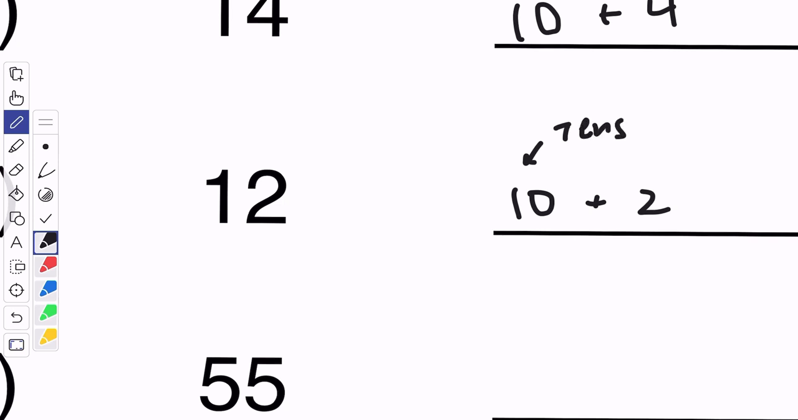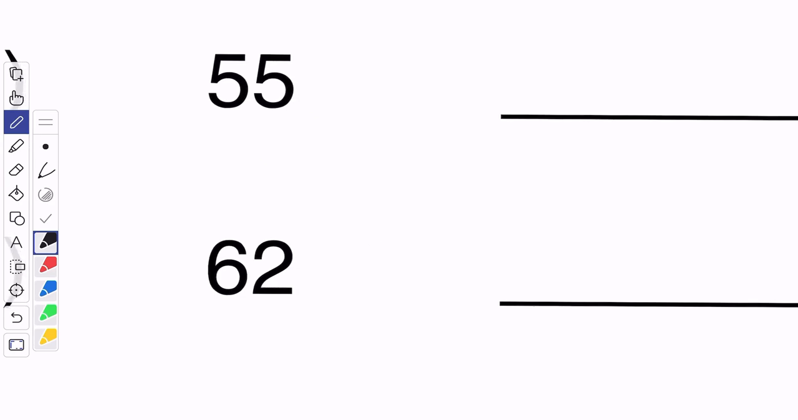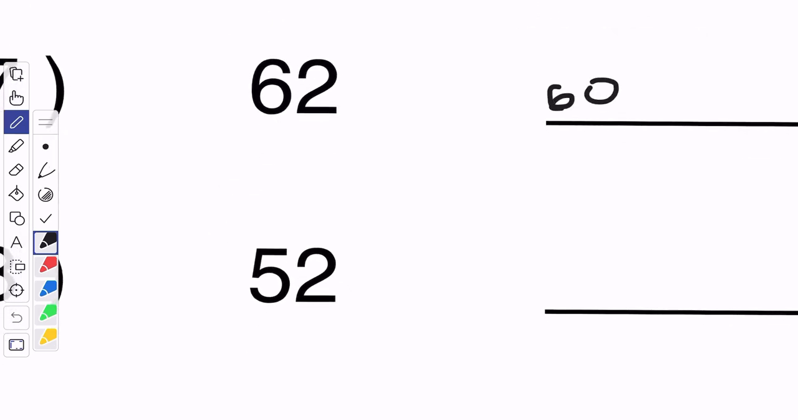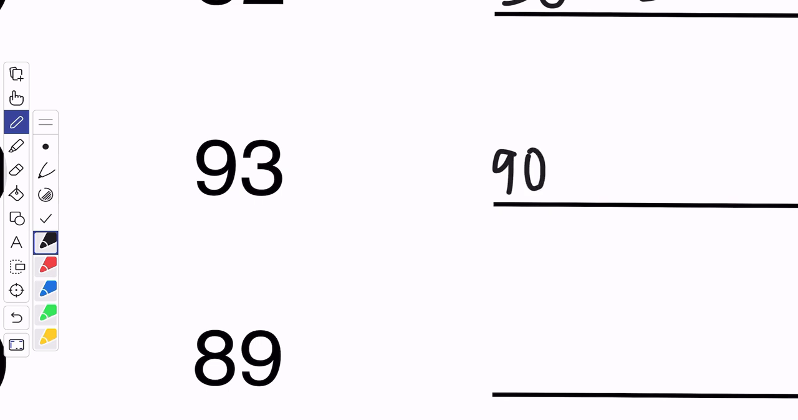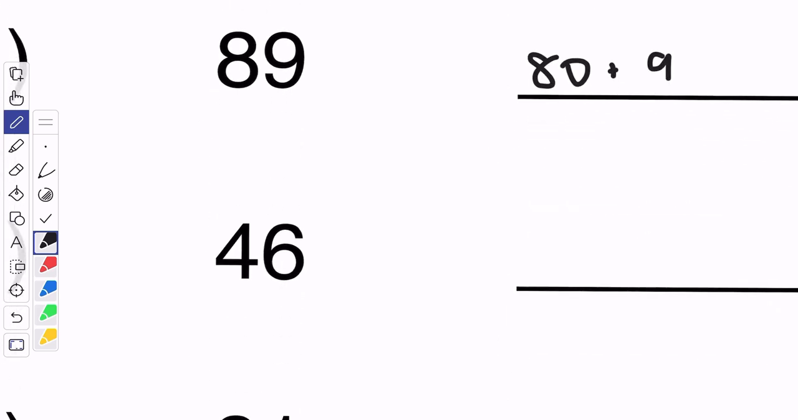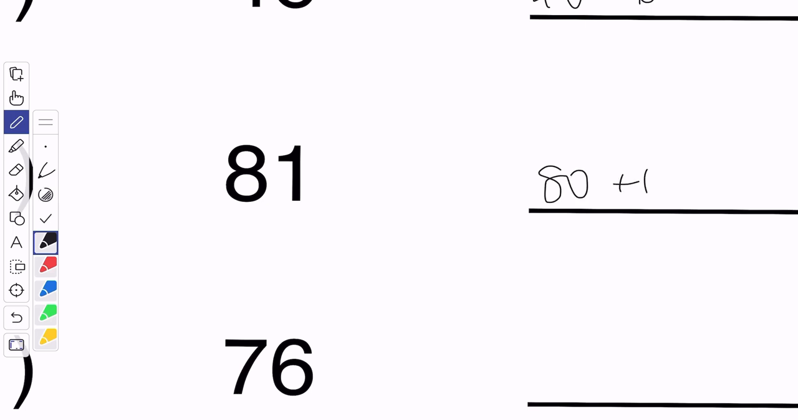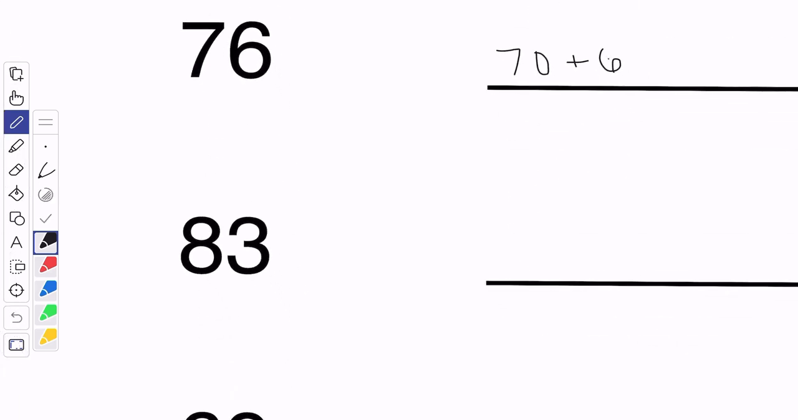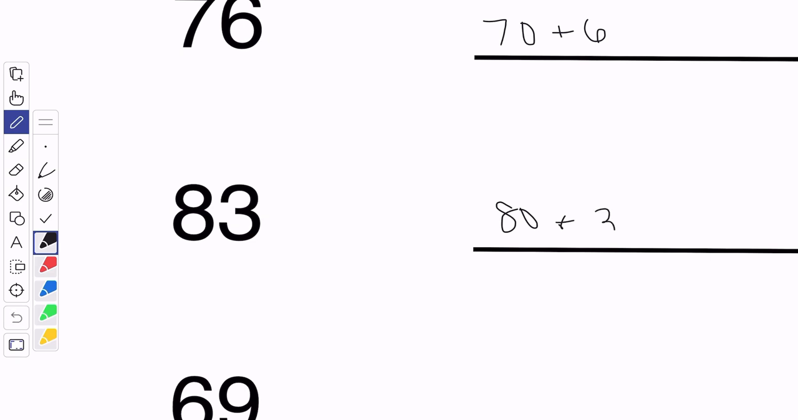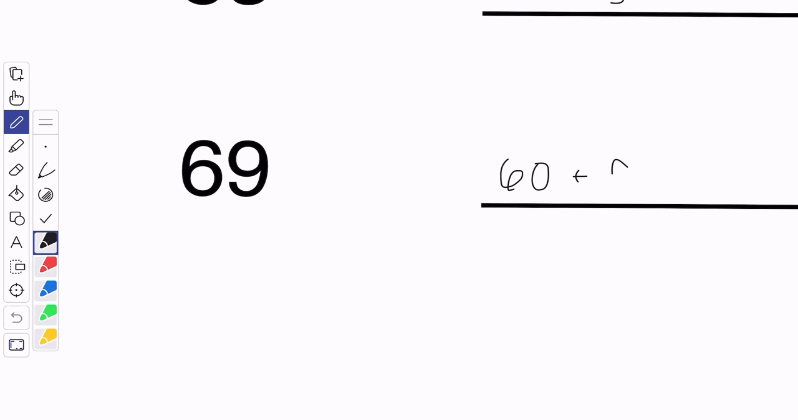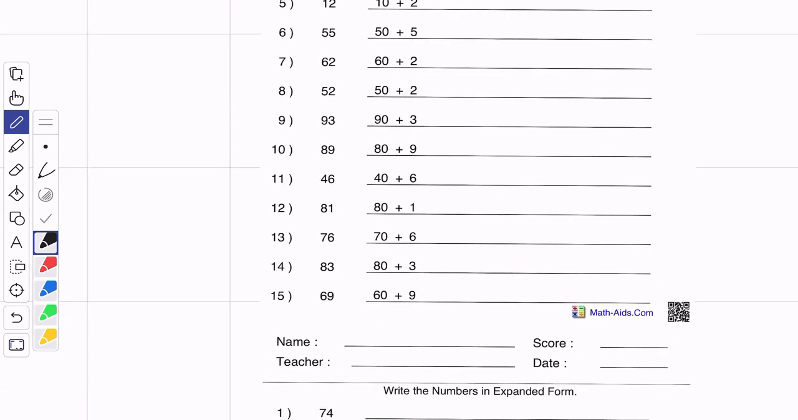This is how many tens there are, and this is how many ones there are. Here's our tens. We have 5 tens, so that's going to be 5 times 10 is 50, plus 5 individual ones. 9 tens, which is going to be 90, and then 3 ones, which is 3. 8 tens, 80, and then 9 ones, which is 9. 4 tens, and 6 ones. 8 tens, and 1 one. 7 tens, and 6 ones. 8 tens, and 3 ones. 6 tens, and 9 ones. And looks like we got everything right.